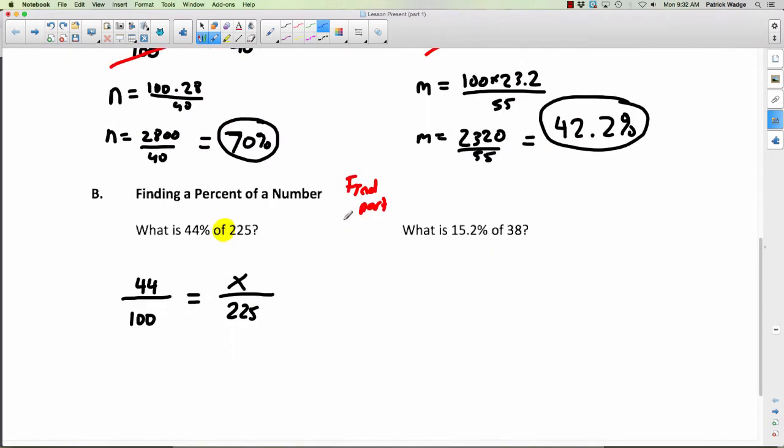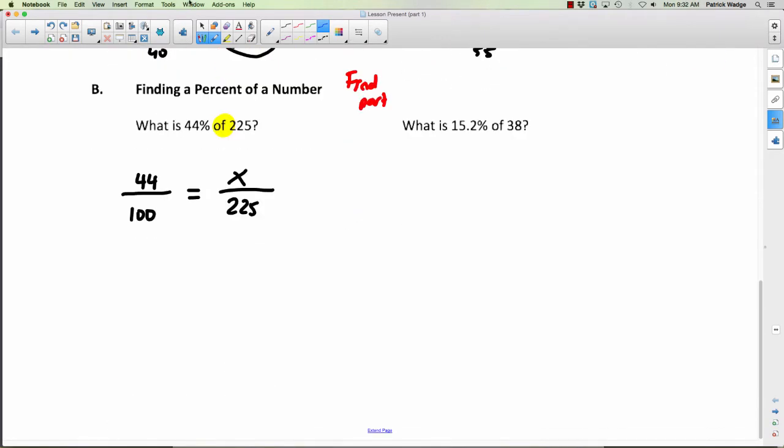All right, let's solve this one down here. So we're ready to cross multiply. Which diagonal do we know both this time? Not this one. We do not know the X. It's this one this time. So in order to get the X, we're going to multiply 44 times 225, and then we're going to divide it by 100.